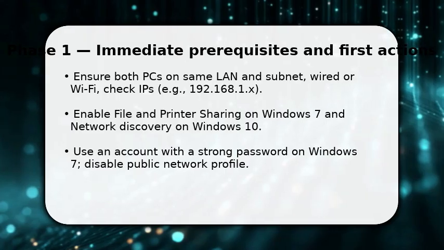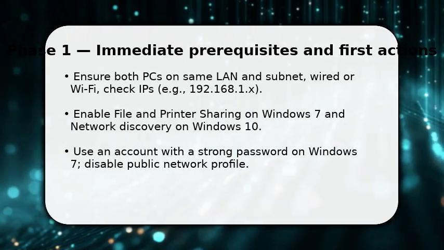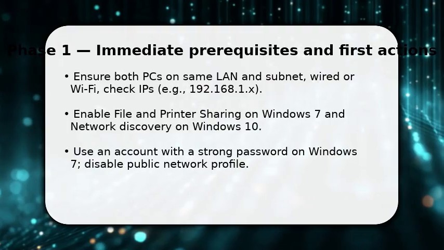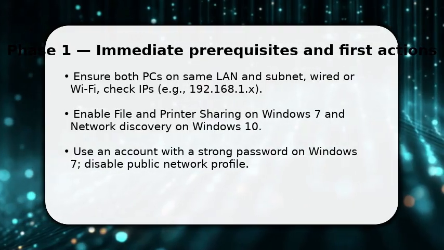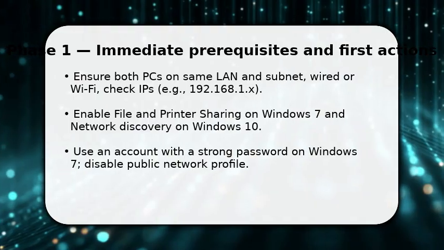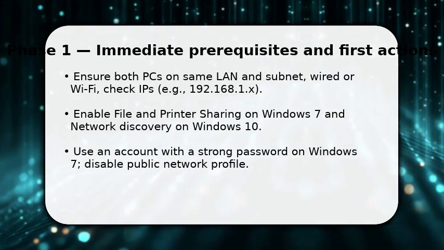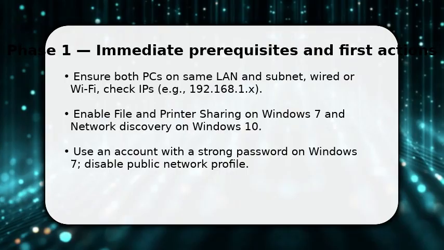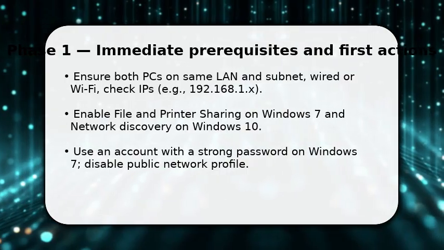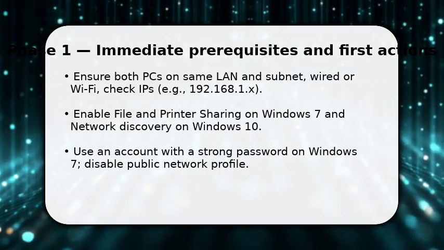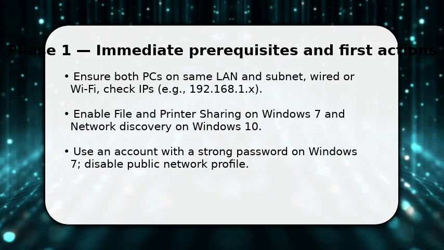Next, enable file and printer sharing on the Windows 7 PC and turn on network discovery on Windows 10 so they can see each other. Once done, verify the Windows 7 user has a password. Windows 10 credentials will need it. Make sure Windows Firewall allows file and printer sharing before moving to sharing configuration.